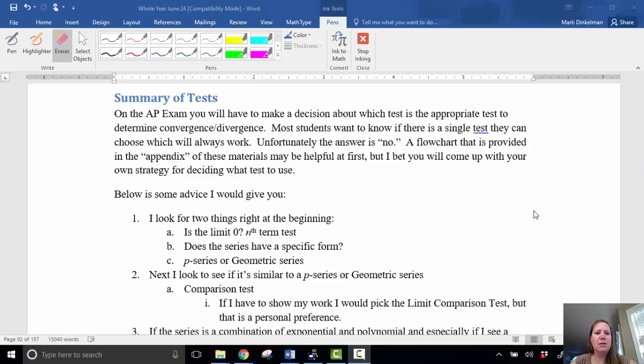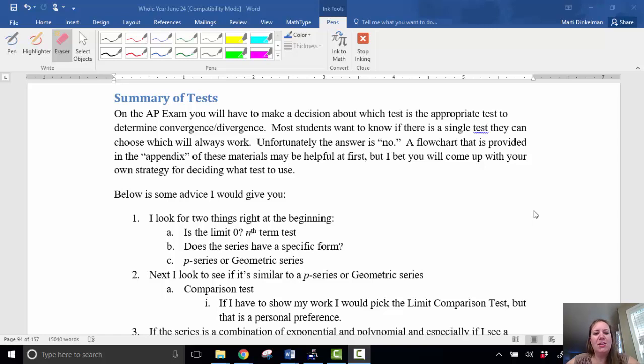Hi everybody, it's Mrs. Dinkelman, and this is the summary of tests from Unit 10 where we're trying to determine whether a series converges or diverges. On the AP exam, they're not going to specifically say, this is the test you should use, and you're going to have to pick which test you want.